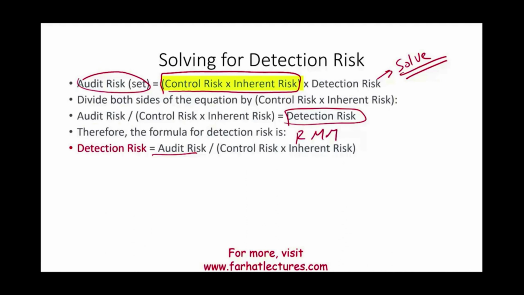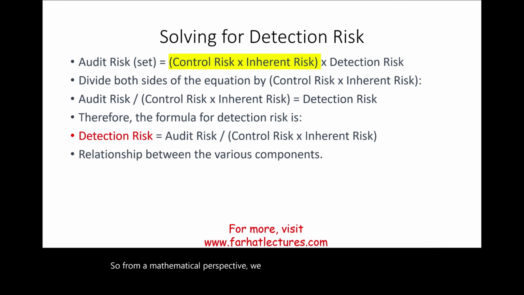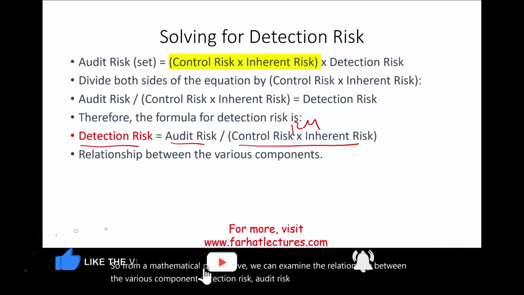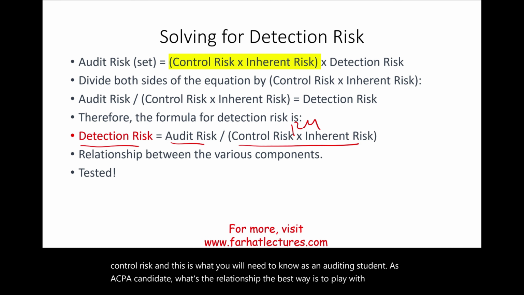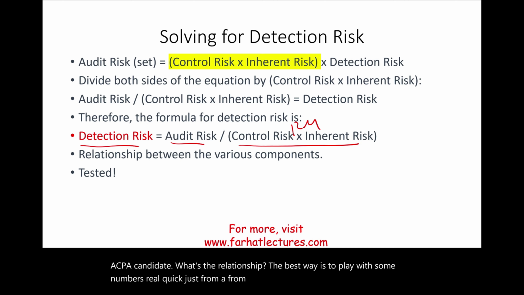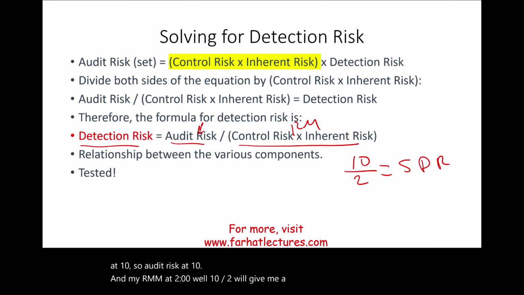So what does this formula show us from a mathematical perspective? We can examine the relationship between the various components: detection risk, audit risk, and RMM, inherent risk times control risk. And this is what you will need to know as an auditing student, as a CPA candidate. What's the relationship? The best way is to play with some numbers real quick. If I set my audit risk at 10 and my RMM at 2, well, 10 divided by 2 will give me a detection risk of 5.